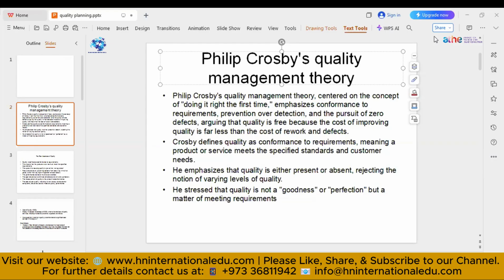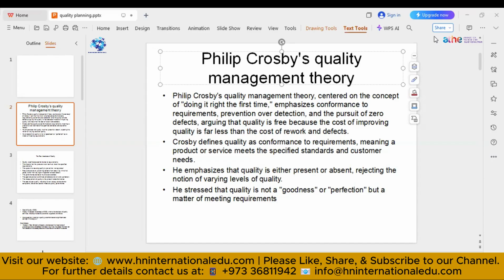Philip Crosby's quality management theory centered on the concept of doing it right the first time, emphasizes conformance to requirements, prevention over detection, and pursuit of zero defects, arguing that quality is free because the cost of improving quality is far less than the cost of rework and defects.